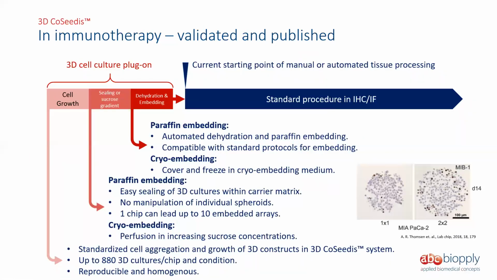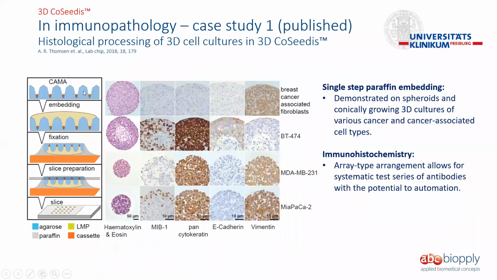Now, for example, here we're talking about immunohistochemistry. So the 3D CoSeedis chip can in fact be used not only to grow the spheroids, but we can directly embed those spheroids inside or with the chip into paraffin, for example. So it is possible to dehydrate the entire chip, embed it in paraffin, and then section the chip straight away, which results eventually in a microarray type of arrangement of our cross sections through spheroids.